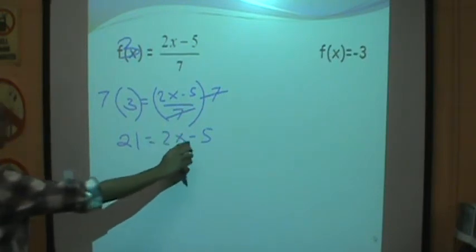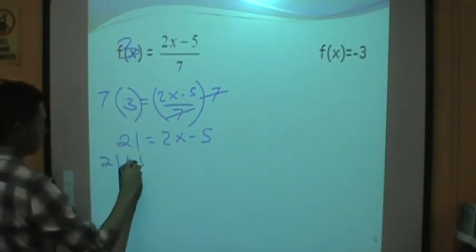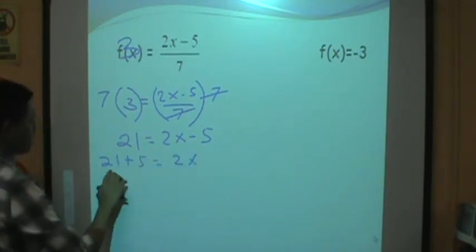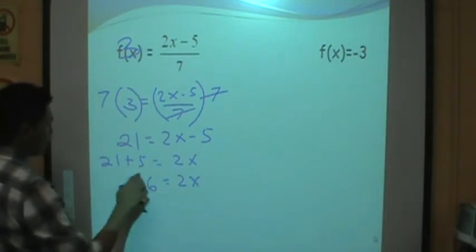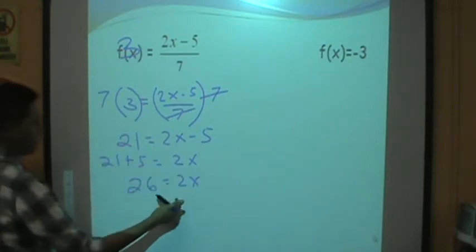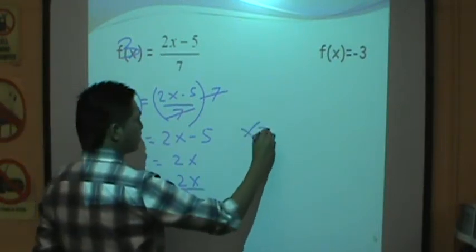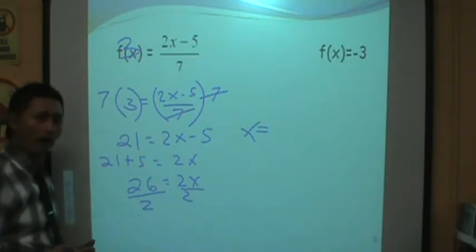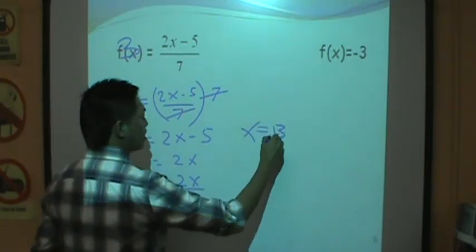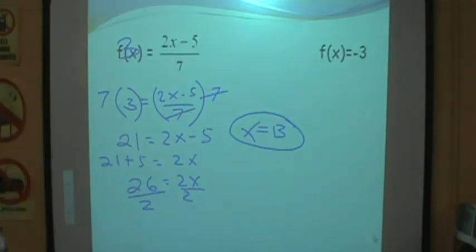Again, we want to have x alone. See that minus 5, move it over, becomes plus 5 equals 2x. And I have 26 this time equals 2x. 21 plus 5 is 26. Then divide both sides by 2. X is equal to 26 divided by 2, or half of 26 is 13. That's why x is equal to 13.